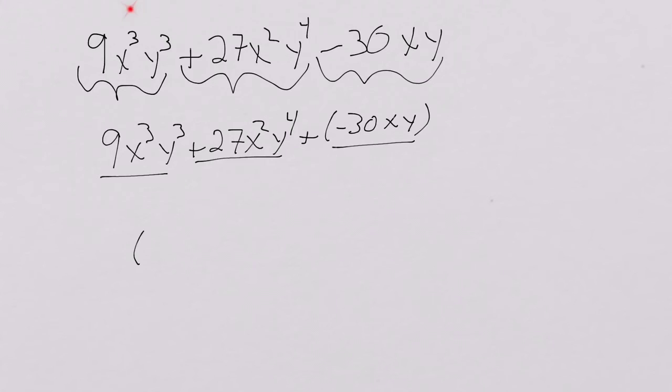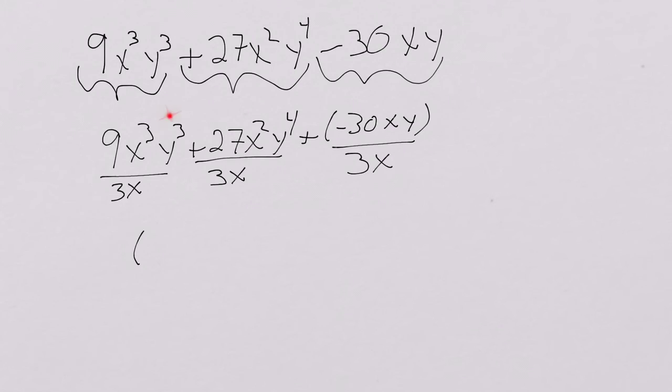So now let's look at the numbers first. 9, 27, and negative 30. Well, they all have a factor of 3. So we can divide 3 out of each one of these. Now, let's just go to the very next one. x cubed, x squared, and x. The only thing that they have in common is an x. So you can divide out an x in each one of these. Okay, so we now know that each one of these has a 3 and an x in common.